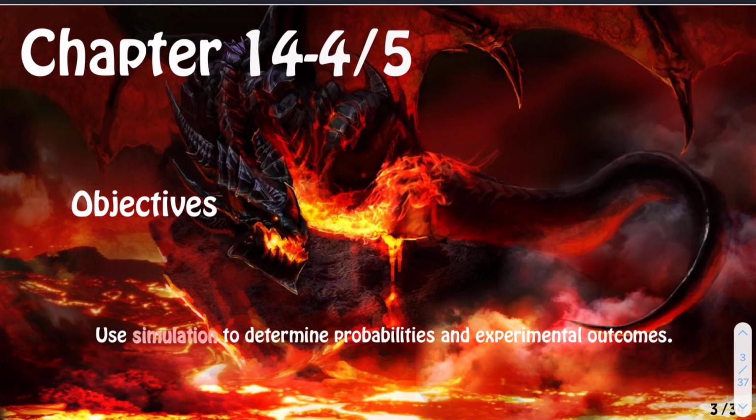And if you want to think about this chapter in terms of its objectives, we're using simulation to determine probabilities and experimental outcomes. So that is the first step in being able to run appropriate simulations for real world events.